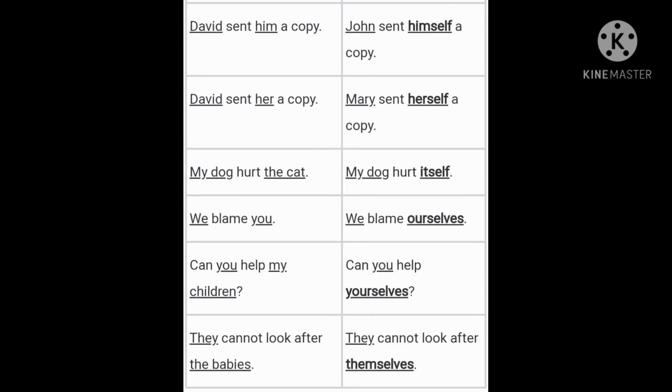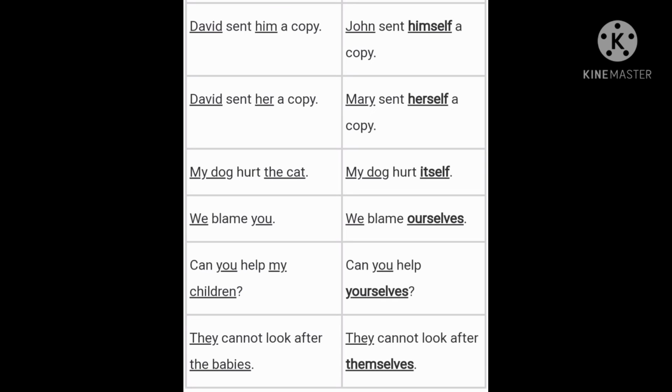Similarly, David sent him a copy. Here, him is an object but not a reflexive pronoun. In the next sentence, John sent himself a copy. John sent whom? Himself a copy. Here, himself is a reflexive pronoun. Mary sent herself. Herself becomes a reflexive pronoun.